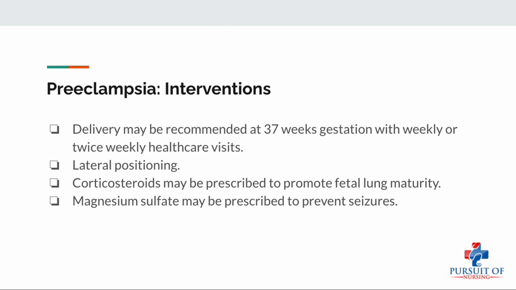And then magnesium sulfate may be prescribed to prevent seizures or the development of eclampsia. So remember, anytime you're dealing with magnesium sulfate, be able to recognize the signs of magnesium toxicity. These include decreased deep tendon reflexes, decreased urine output, sweating, flushing, hypotension, and know that your antidote for magnesium toxicity is calcium gluconate. A complication of preeclampsia is DIC, okay?